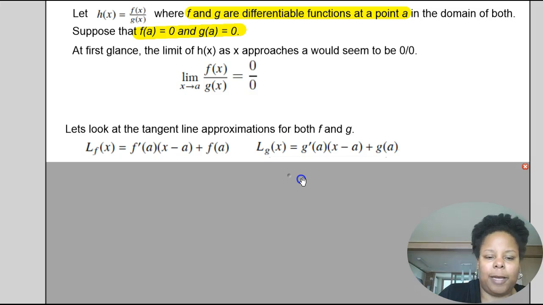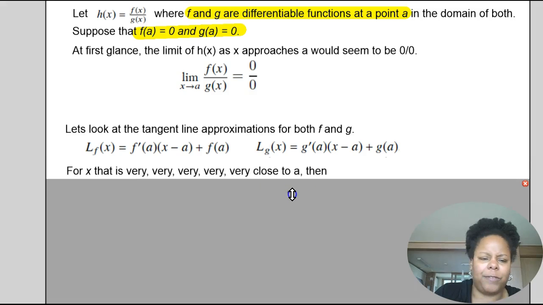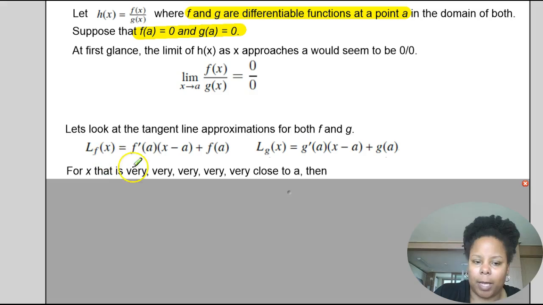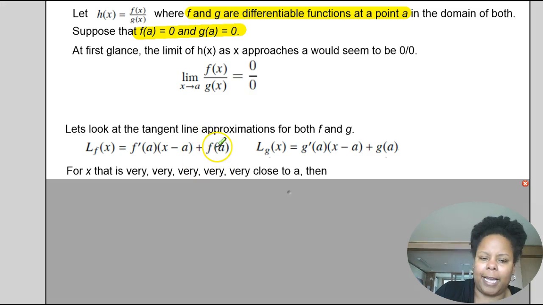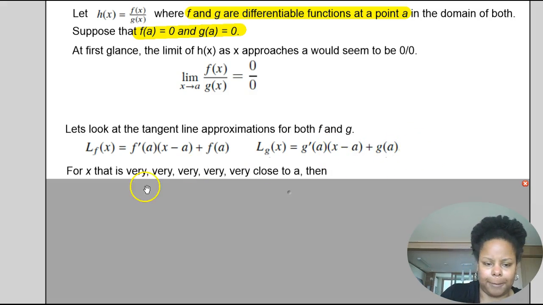So let L sub f and L sub g be the linear approximations for both f and g at A. And the only condition is that x has to be very, very close to A, because if not, then it's not really a good approximation of those two functions. And just to refresh our memory, f prime of A is the slope of the tangent line of the function at that point A, and g prime of A is the slope of the tangent line of g at A. And f of A is the coordinate A comma f of A, part of the graph as well as part of the function. The same thing with g of A.